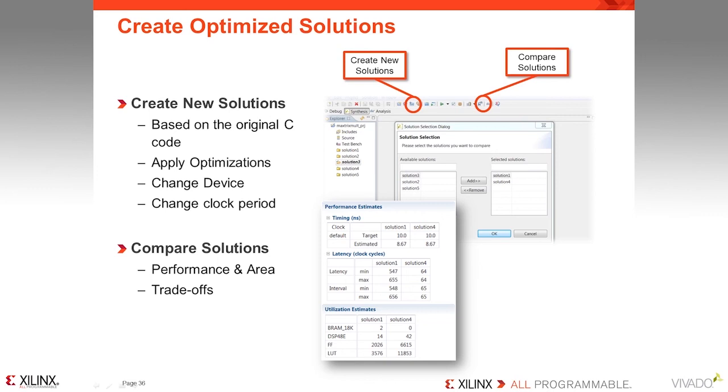So if you press the Compare Solution toolbar button, you get a view similar to that shown in the center of the screen, where we have 2 designs. Here we're showing Solution 1 and Solution 4 side by side. You can see that Solution 1 has a maximum latency of about 655 clock cycles. Solution 4 only takes 64 clock cycles. Okay. However, if we look further down at the area, you can see that Solution 1 only uses 3,500 LUTs, where Solution 4 uses nearly 12,000 LUTs. So you can see how the user can trade off area versus performance. Okay. Vivado HLS makes it very easy to run these trade-offs and view the differences.